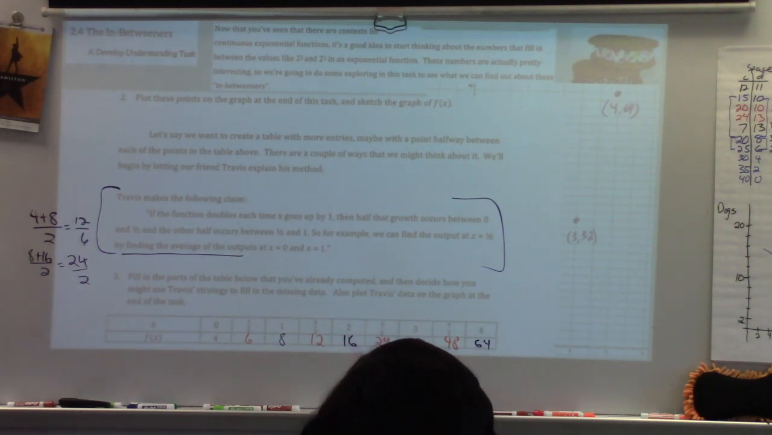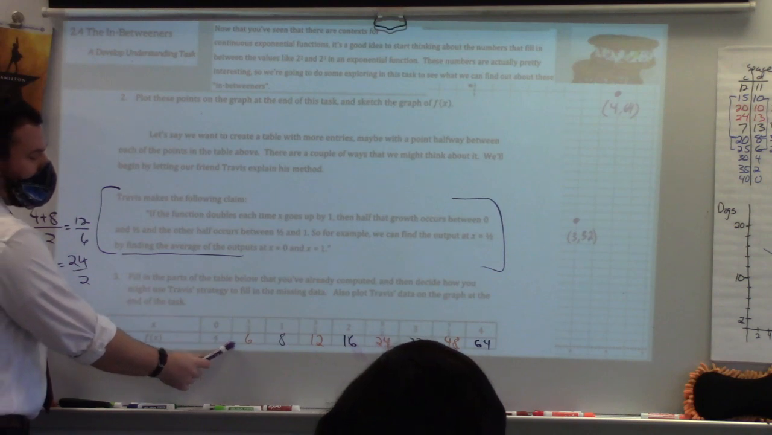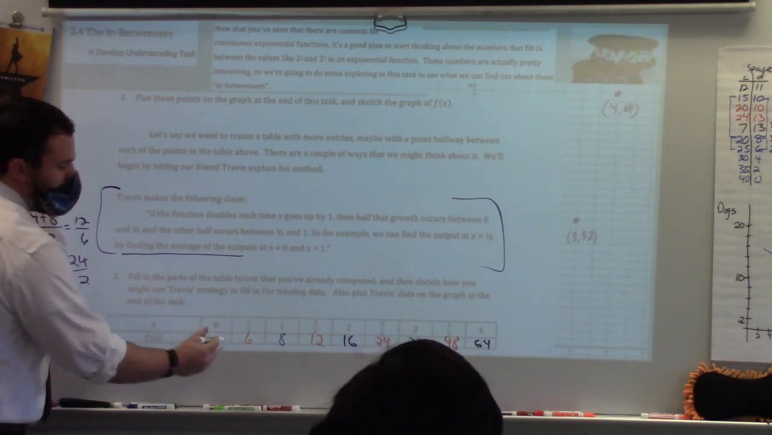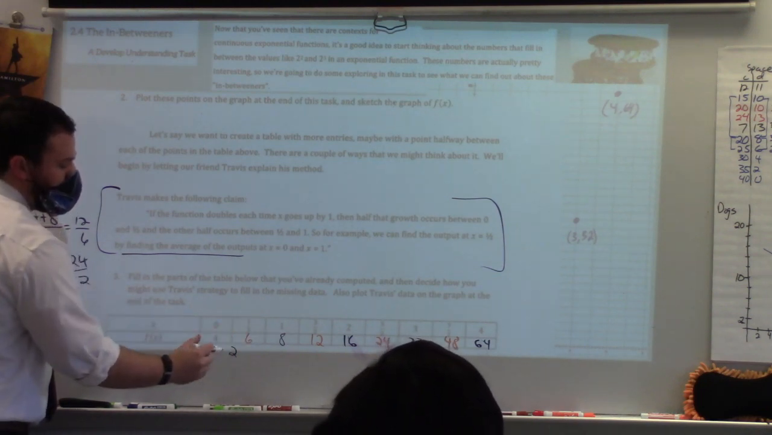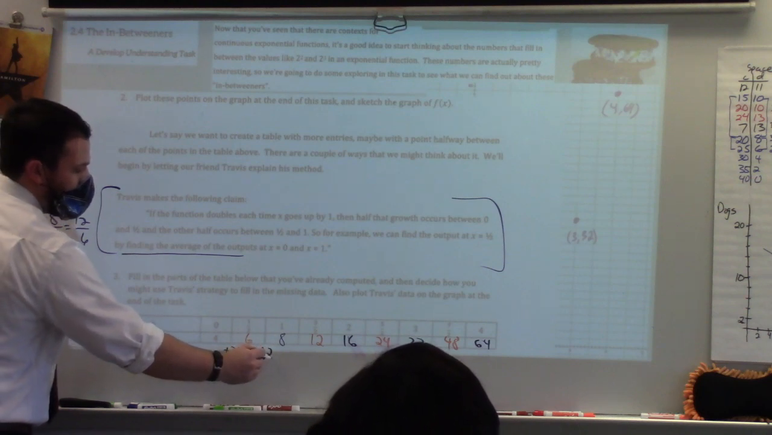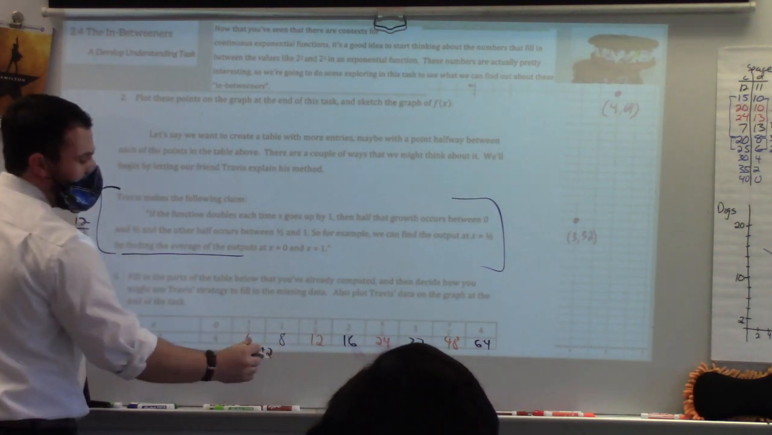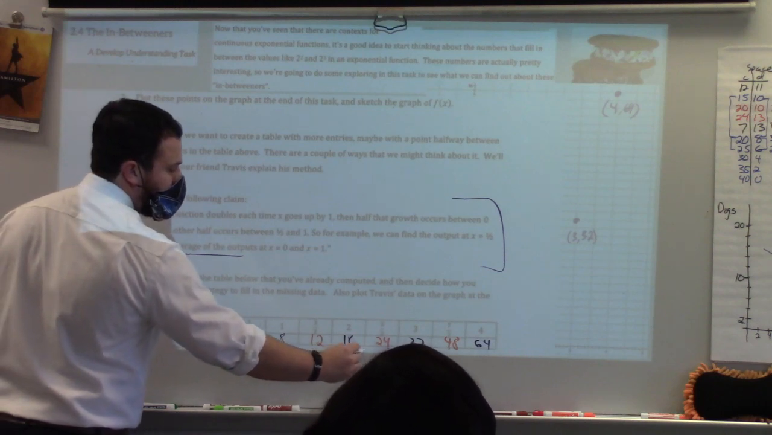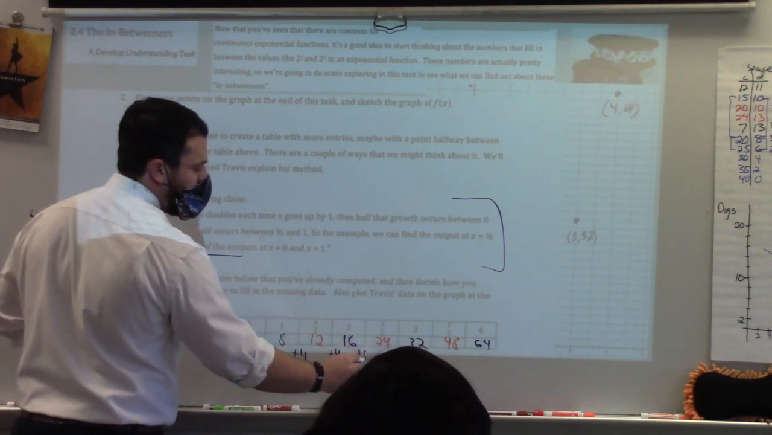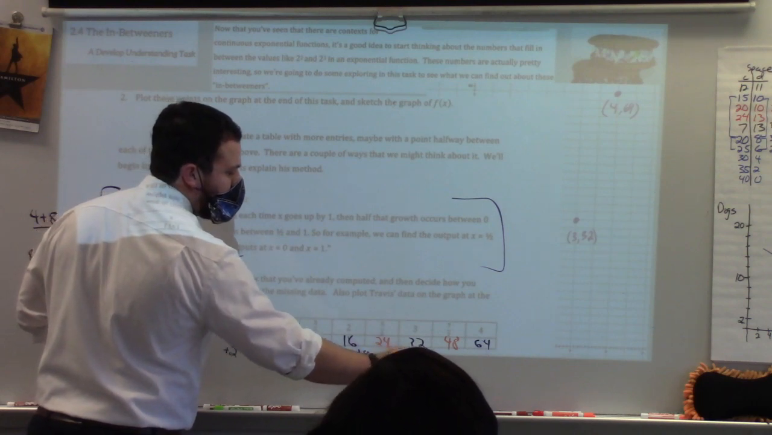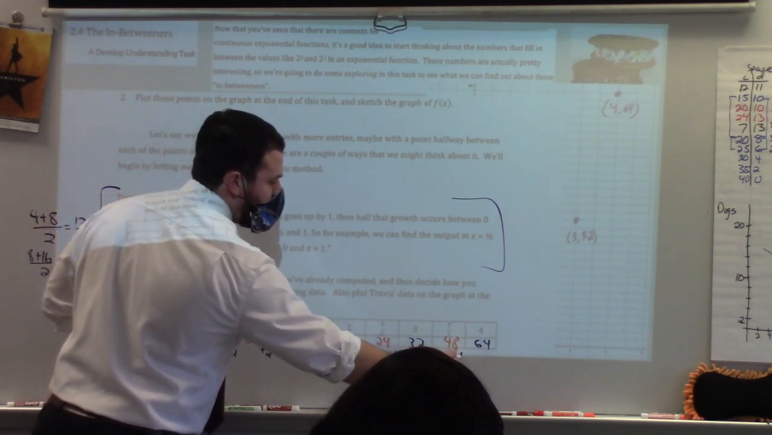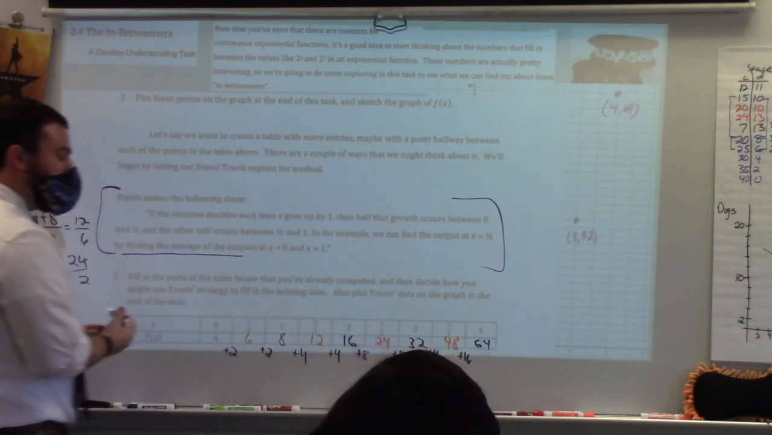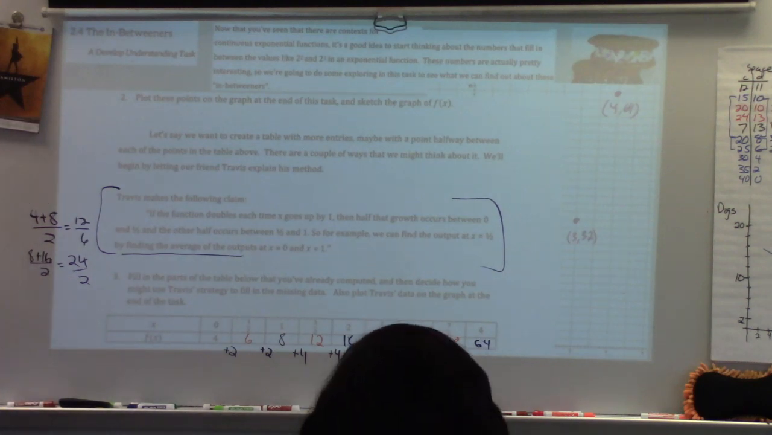Well, here, let me point this out to you. What's the distance between 4 and 6? 2. Between 6 and 8? 2. Between 8 and 12? 4. 12 and 16? 4. 16 and 24? 8. And then 8. So it doesn't have a constant. Well, partially, but that's not the only issue.